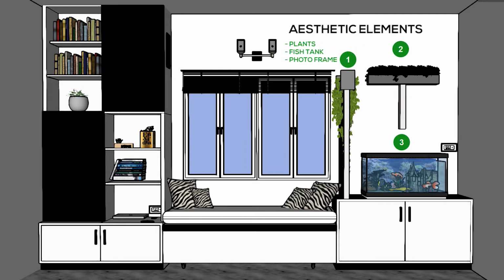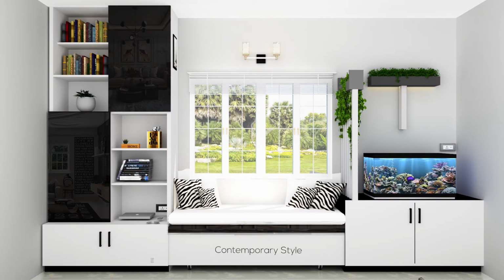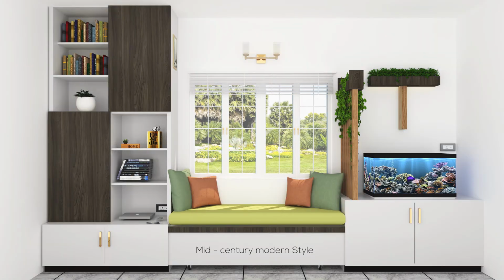Next, aesthetic elements. The aesthetic elements provided are plants, fish tank and then creepers. This is the contemporary style, a combination of shades of matte grey and high glossy lacquered black glass. The mid-century modern style is a mix of wood texture and then white and green and orange colors. Here the golden finishes are given for handles.